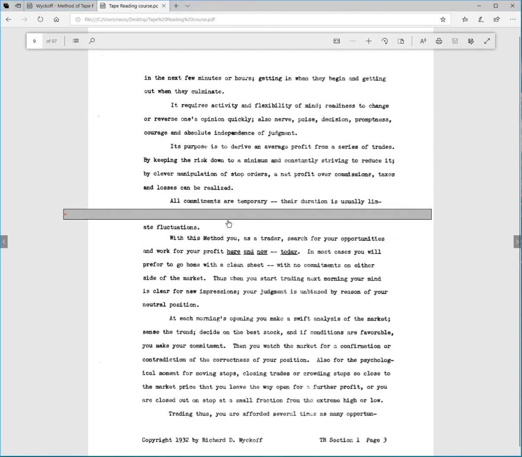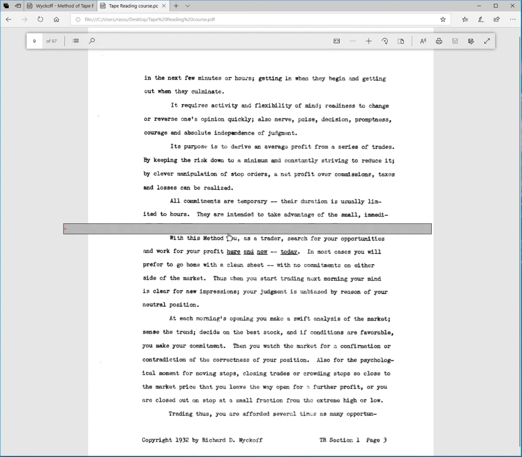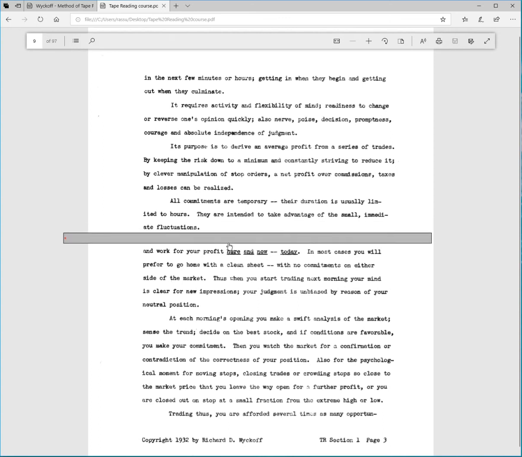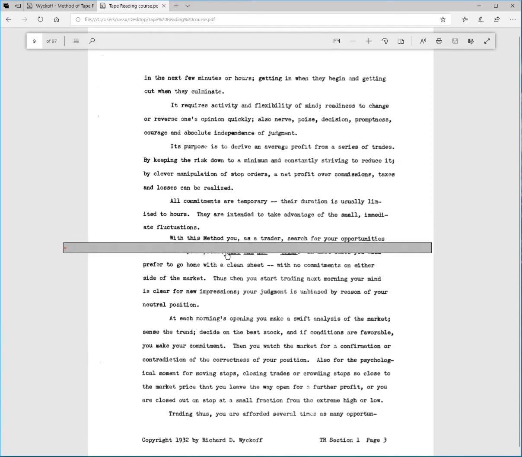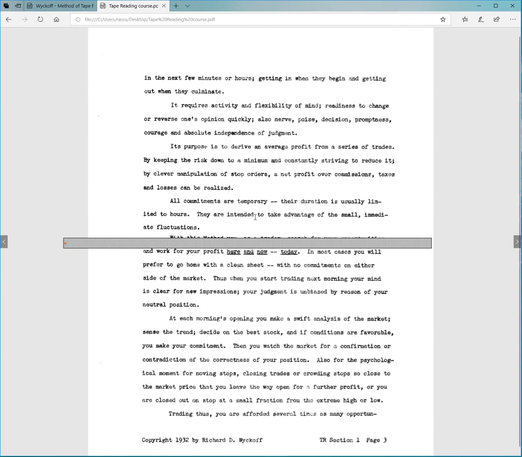Anyway, all commitments are temporary. Their duration is usually limited to hours. They are intended to take advantage of small immediate fluctuations. Again, in this style of trading, which is the tape reading, you're trying to make money today on the trend today. That's what you're capitalizing on, and you're trying to make money off small immediate fluctuations.